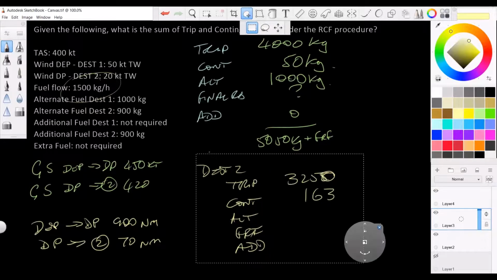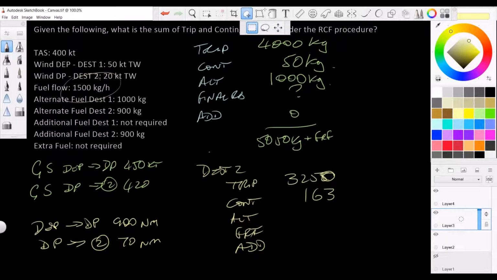Okay, there's my destination 1 calculation. You'll see that the trip plus contingency for destination 1 was 4,050 kilos. At this stage, trip plus contingency for destination 2 is 3,413 kilos. So at this stage, it looks like destination 1, the first calculation, is the restrictive one. The answer to the question, and always read the question, is trip plus contingency fuel, the sum of trip and contingency fuel. It looks like it's going to be 4,050, because the answer here will be 3,413, and that's low. But we have to consider the whole calculation.